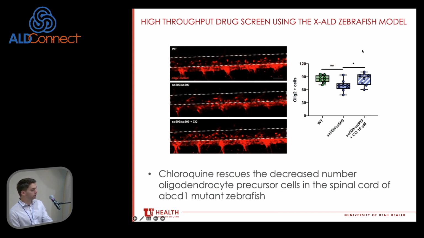And so when we look in the spinal cord of these mutants, we can see a decreased number of oligodendrocytes at 7 days in ABCD1 mutants, and after treatment with chloroquine, we see this decreased number of oligodendrocytes being rescued.